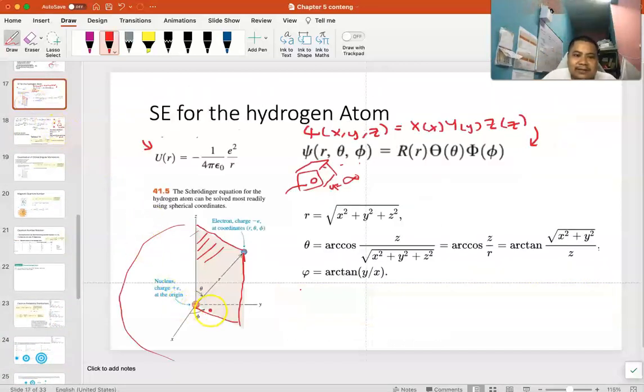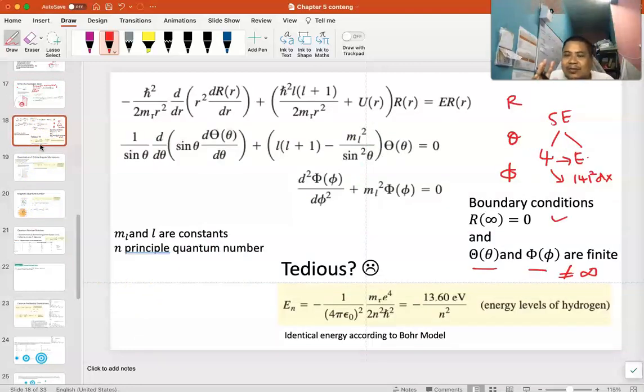That means this value must be finite. This means 0 to 2 pi. This one is also the same, 0 to 2 pi. It cannot be infinity. At the maximum it is 2 pi. This one also has a maximum of 2 pi. Alright, so they must be finite. Finite means limited to a certain value. Infinite means unlimited. Finite means there is a limit.